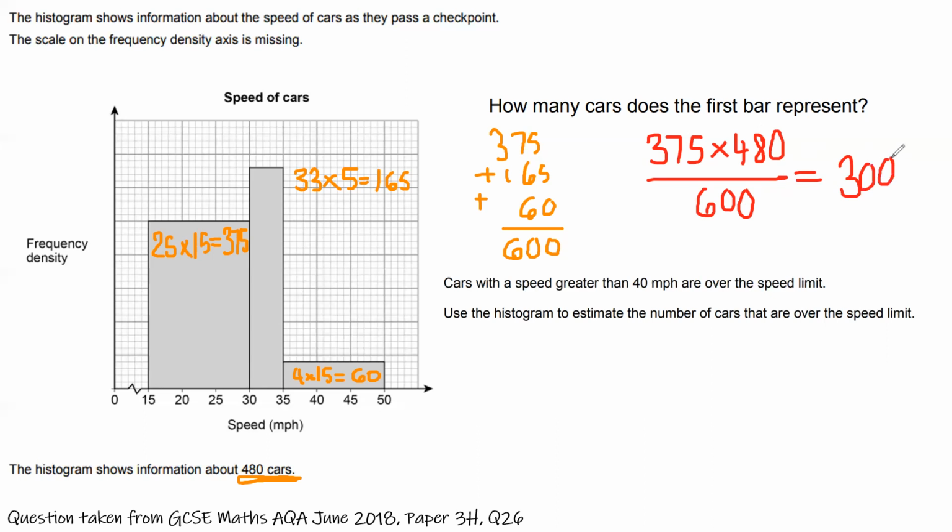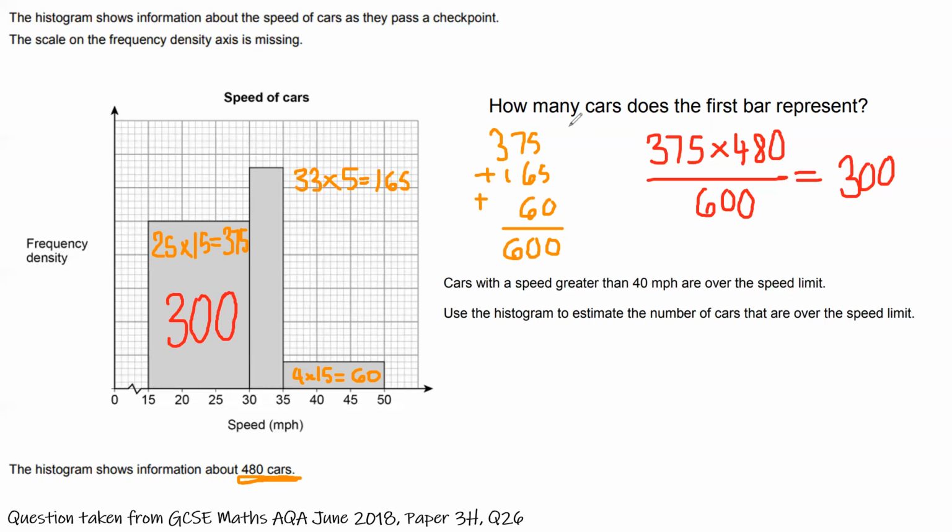So this one here, this bar represents 300 cars. Now, if you've watched a few of these videos, you're going to realise that I always am a fan of checking that you've got the right answer. So in order to do that, the way that I would do it is to do the calculation for each of these. In theory, you should get a total of 480.